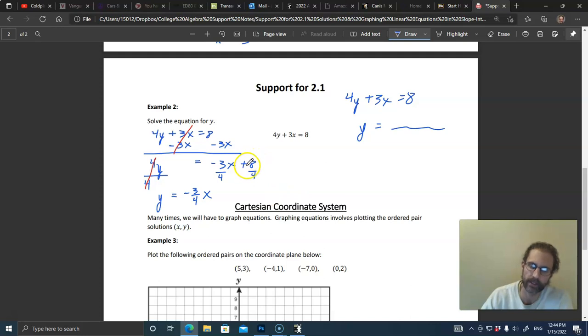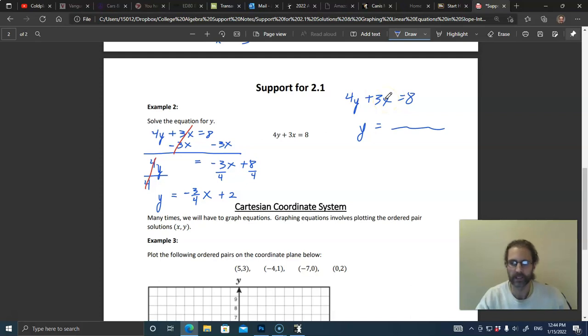Now what about the next term? Can we divide 8 by 4? Yes, it goes 2 times. So that's going to leave us with a plus 2. Okay. So when we solve this equation for y, we get y is equal to negative 3/4 times x plus 2. Now I want to point out, this equation is the same as what we have up here.